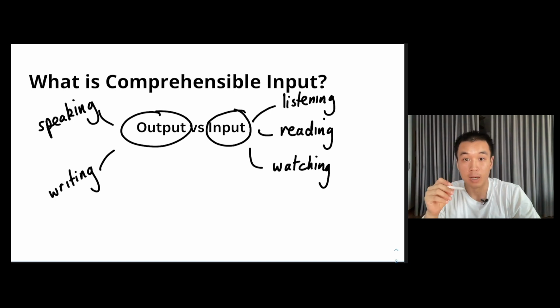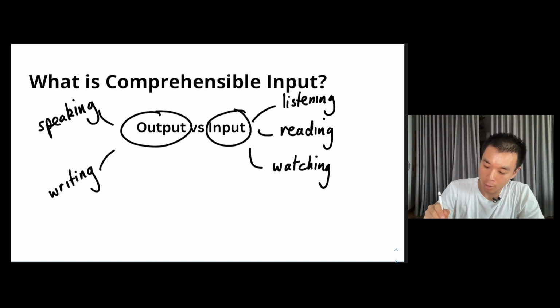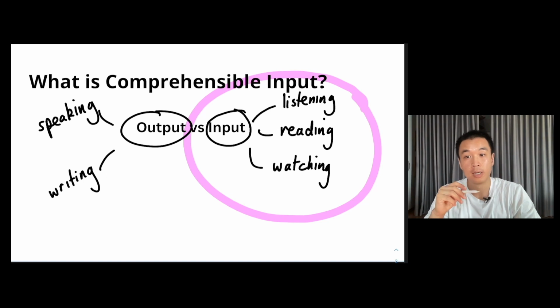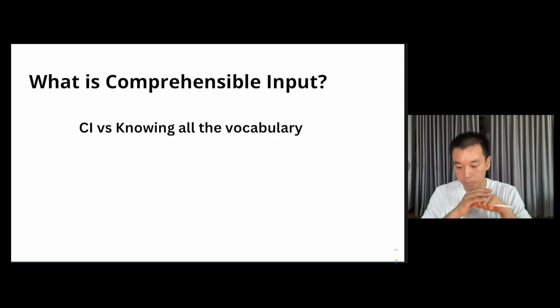So, as you can probably guess by the name, the comprehensible input theory mostly focuses on input. It says that if you focus on input, sooner or later, you'll get good at output. That means sooner or later, you'll be able to speak and write naturally without having to explicitly focus too much on speaking or writing practice.